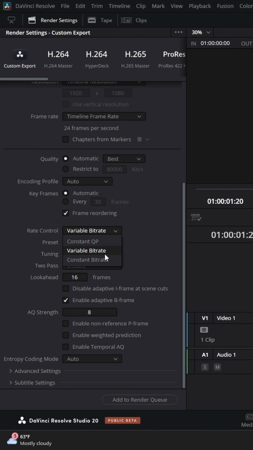Variable bit rate, I always keep it in variable bit rate. I would never change it to constant bit rate. I know a lot of people use constant bit rate and stuff like that. Some frames don't need all that bit rate. You don't need to do that. So variable bit rate is how I would use it.